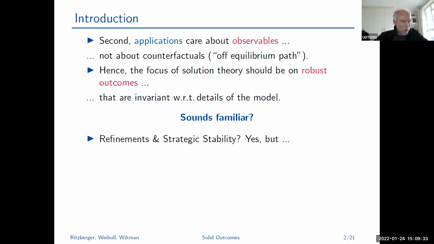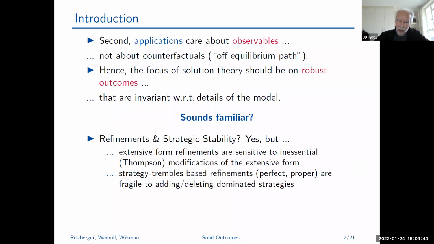True, that's also what we considered first, but all these things have drawbacks. So if you look, for instance, at extensive form refinements, like subgame perfection, sequential equilibrium, and whatever, then all these extensive form refinements are actually sensitive to inessential transformations of the extensive form, the Thompson transformations, right?